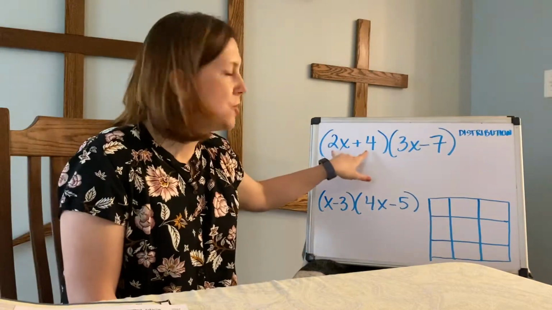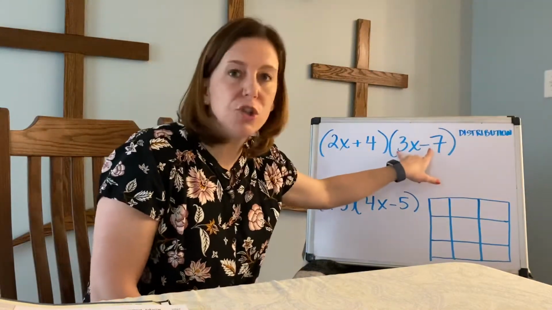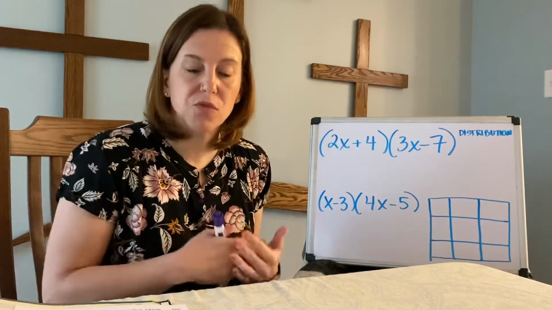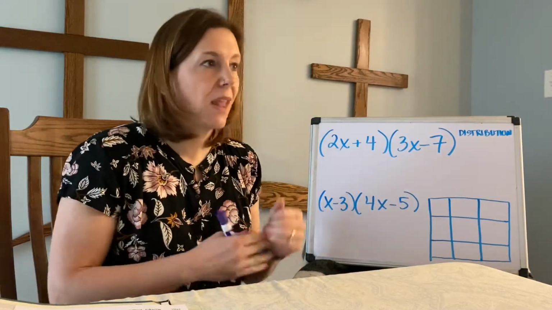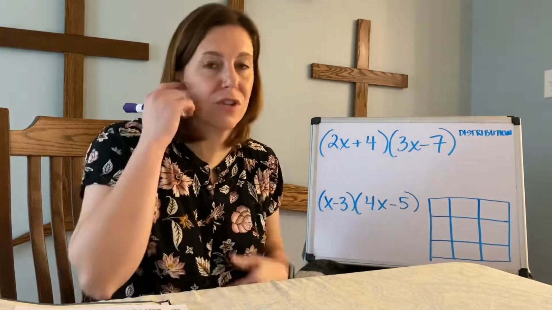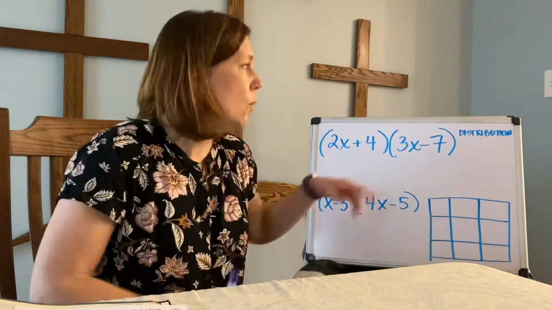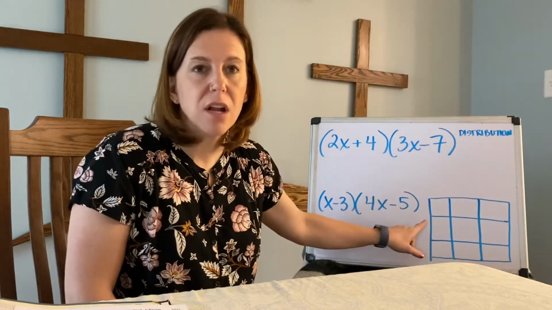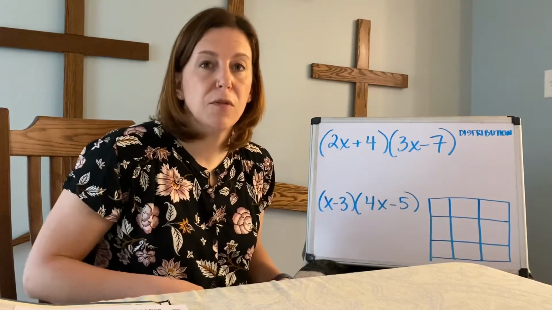So we have two terms being multiplied by two terms. And what I'm going to do is demonstrate problems 1, 2, and 3 from the book, each a different way. I'm going to give you three different approaches to solving these. First one is going to be distribution. The second one is going to be using a chart. And the third one is going to be using the FOIL method.